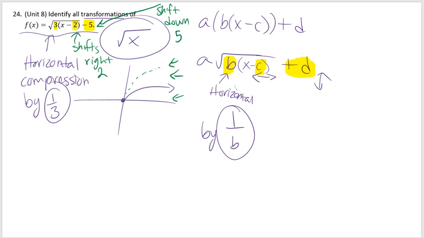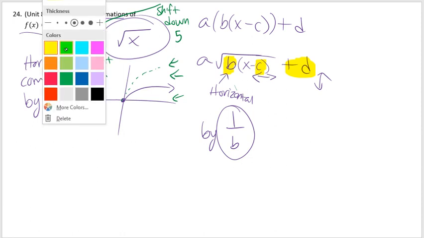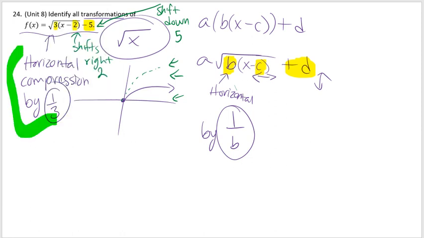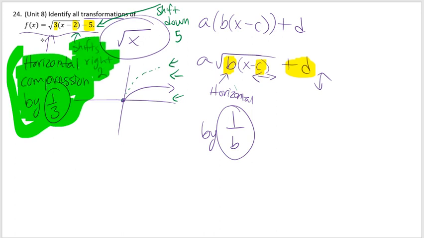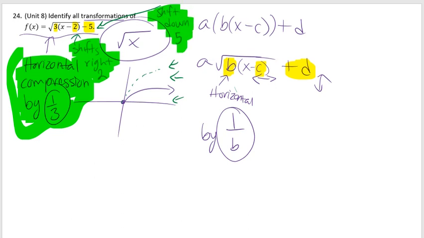So these are the 3 descriptions that we are going to say for this question. Horizontal compression of 1/3, shifts right 2 units, and shifts down 5 units.